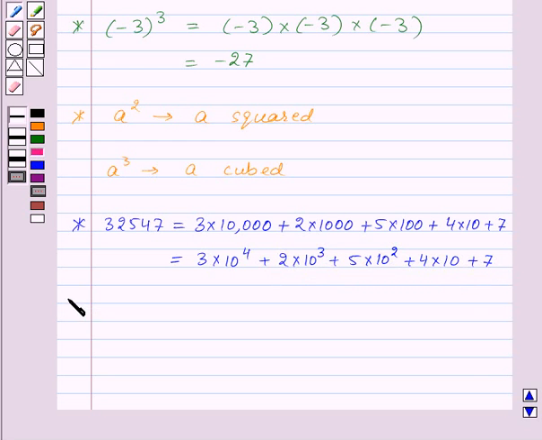Next, there is an important point which you need to remember. Suppose we have minus 1 as the base and the exponent of minus 1 is an odd number, then this will be equal to minus 1. And if the exponent of minus 1 is an even number, then this will be equal to plus 1, that is 1.